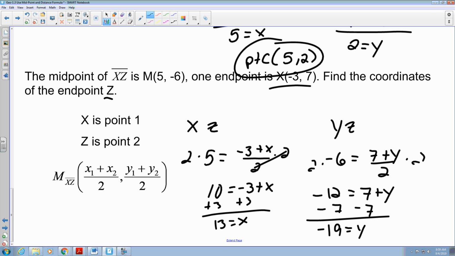So now my coordinates for point Z are (13, -19). Again, you can check. If I go 13 plus negative 3, that's 10. 10 divided by 2 is 5. Checks out. I go 7 plus negative 19, that's negative 12. Divided by 2 is negative 6. Checks out. So again, there are ways you can check to see if you have the correct endpoint.